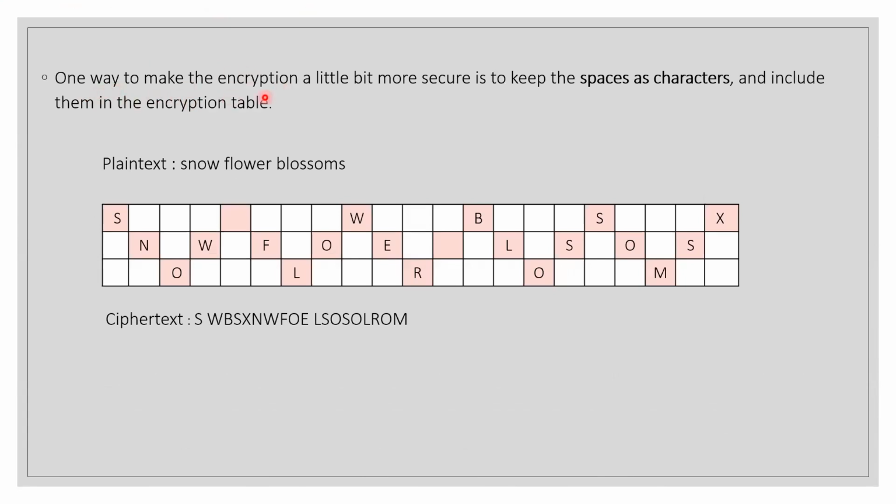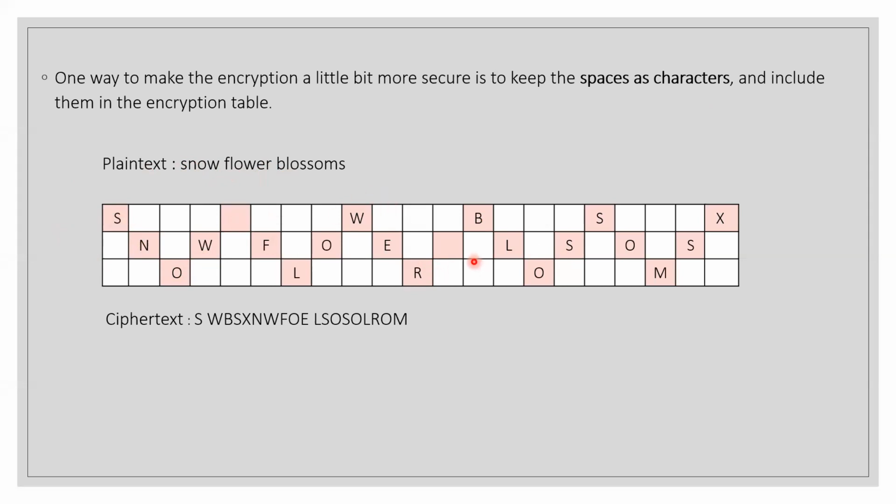Another way to make encryption a little bit more secure is to keep the spaces as characters and include them in the encryption table. So the plain text was this, and there were spaces after each word. After snow, there is this box which is empty. Here we are considering these spaces just like every other letter.